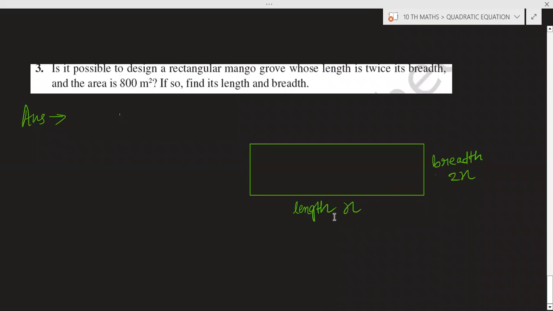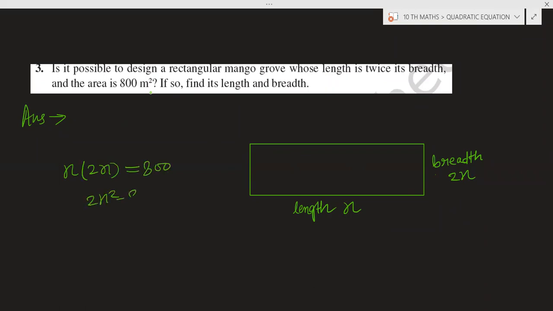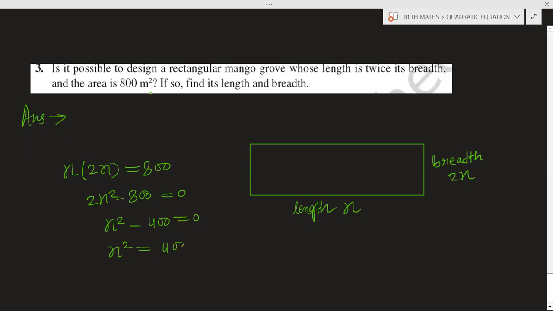So we know that the area of a rectangle is length into breadth. So you can write x into 2x is equal to 800. So it will become 2x square minus 800 is equal to 0. Now take common 2. So here it will be x square minus 400 is equal to 0. So you will have x square is equal to 400.